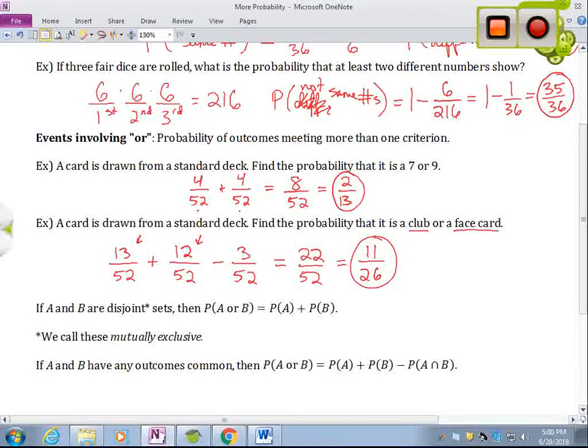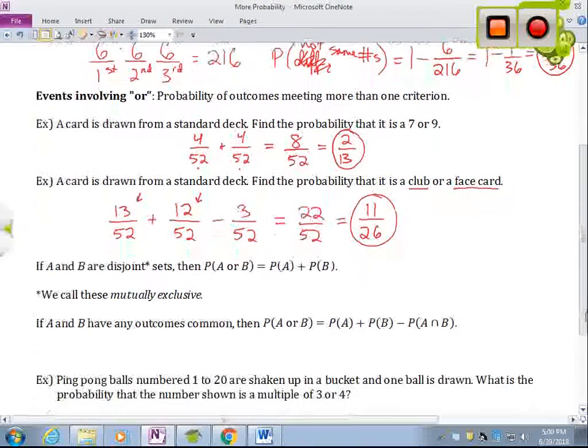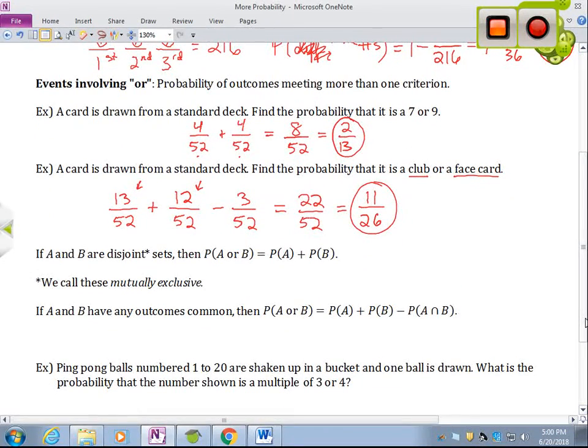So let's talk about these 2 problems together. These are examples of what we call disjoint, okay, or overlapping sets, okay? And if we think back to what we've learned with Venn diagrams, we can get a pretty good visual representation of that. The first example with the 7 or the 9 was an example of 2 sets that are disjoint, or mutually exclusive is another term for this. It means they do not have any elements in common, okay?